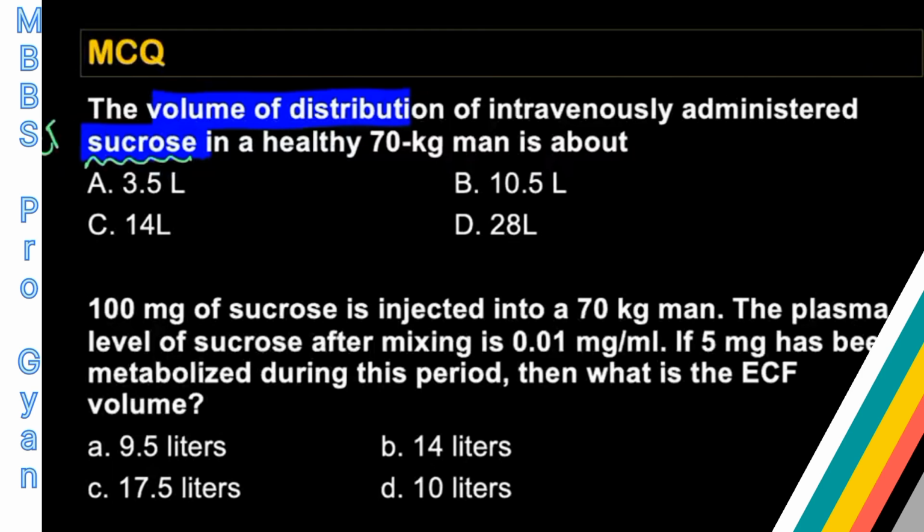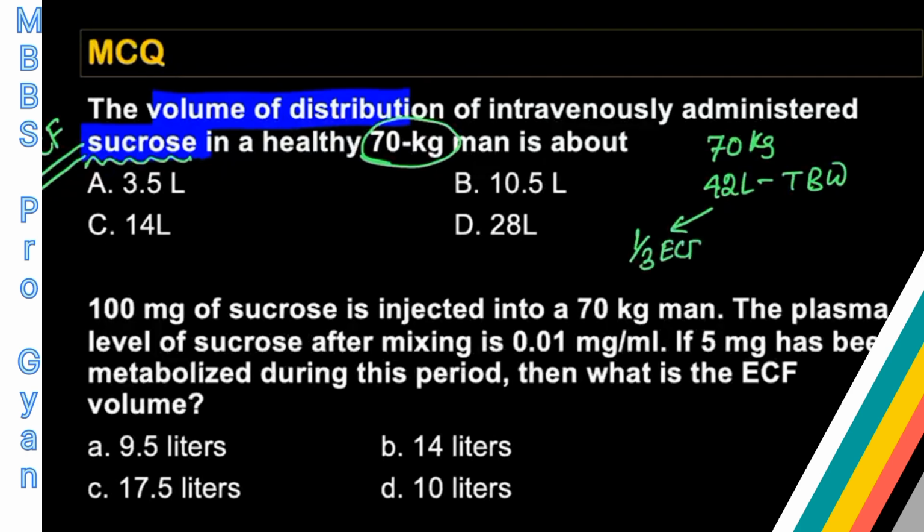If you recall, sucrose is used for measurement of the ECF, right? So in this question, they are asking what is the volume of ECF in a person who has a body weight of 70 kg. Getting my point? Because you are injecting sucrose. 70 kg means, I told you already, 42 liter is the total body water. We all know that 1/3 of this is distributed in the ECF and that is 14 liter. So this is the answer of the question. Very simple, okay? Only catch is sucrose.